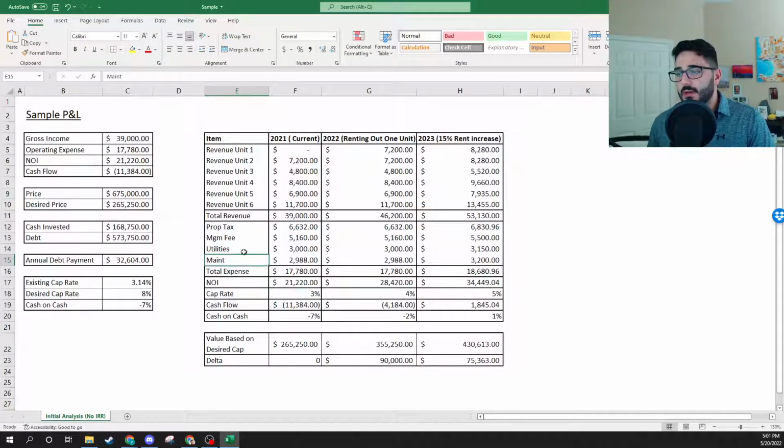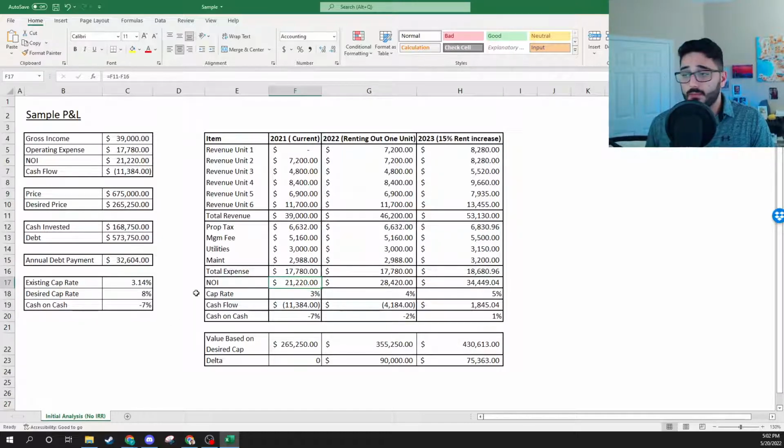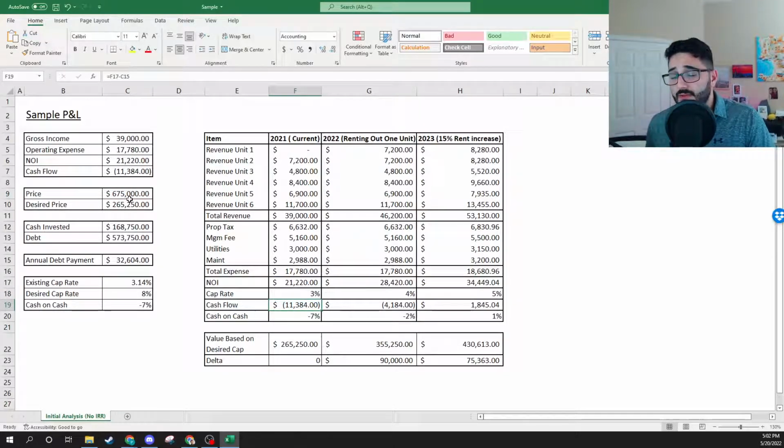Utilities, maintenance. Again, this is a very simplified version. There is more to that, but we'll go through a detailed one later as well. And then your total expenses, annual expenses, 17,780. Well, you deduct that, and you get 21,220 NOI. Not much, I suspect, because the rental levels are very low. And for this property, if you look at the cap rate, the listing price was 675,000.